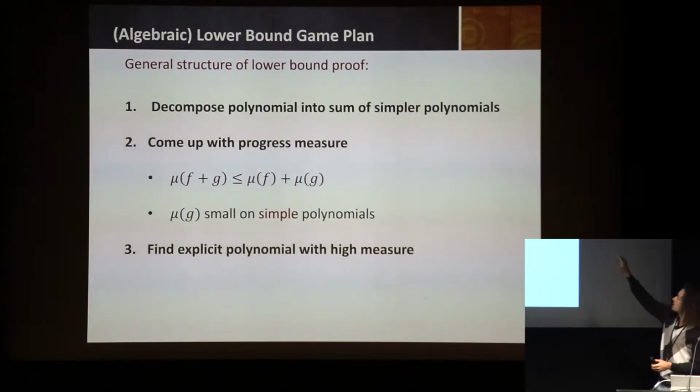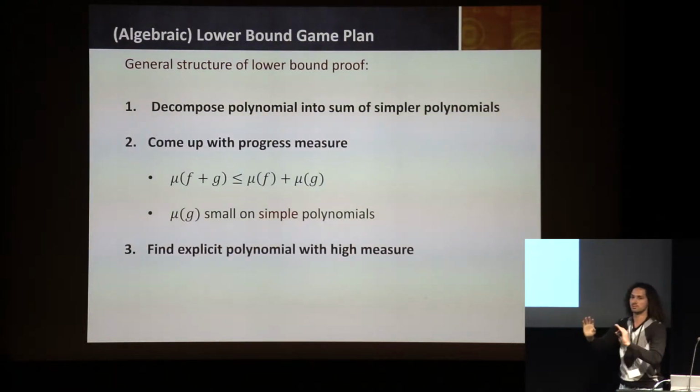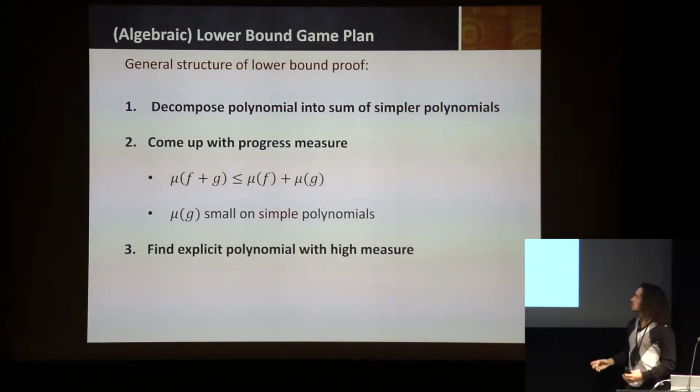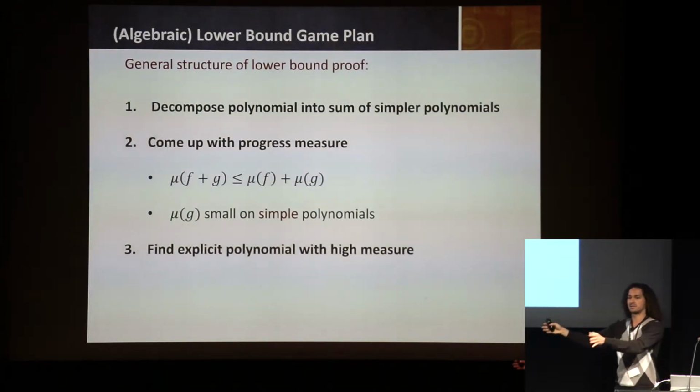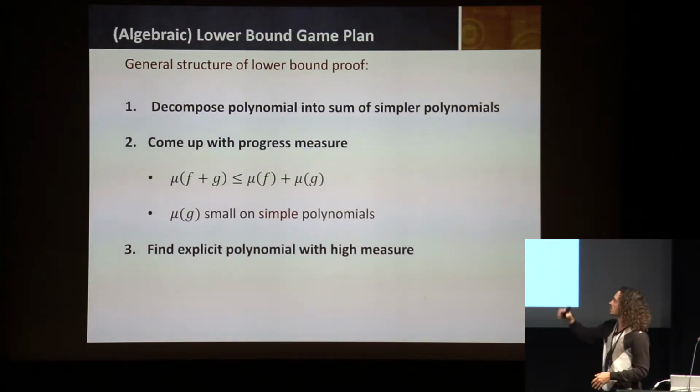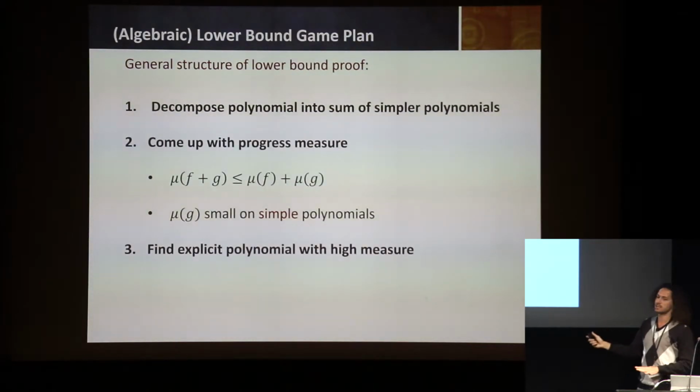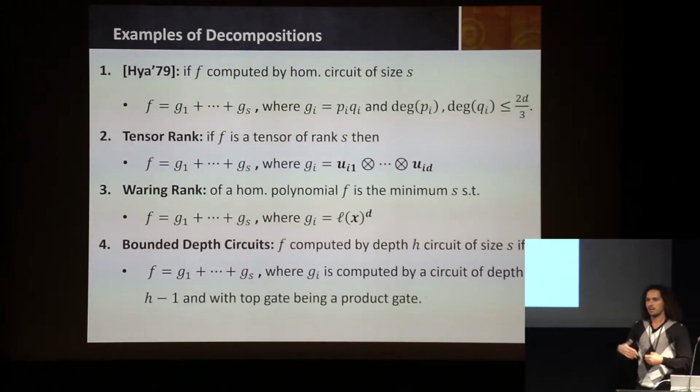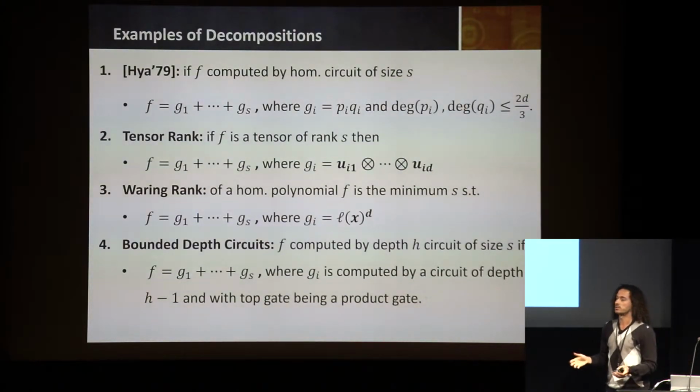You have to define what simple polynomials are, but essentially simple polynomials are those polynomials such that mu is small on all of them. So you come up with a definition of simple polynomials, come up with a progress measure mu that's small on the simple polynomials, and then you only need to find some explicit polynomial with high measure. Let me first show what examples of decompositions are.